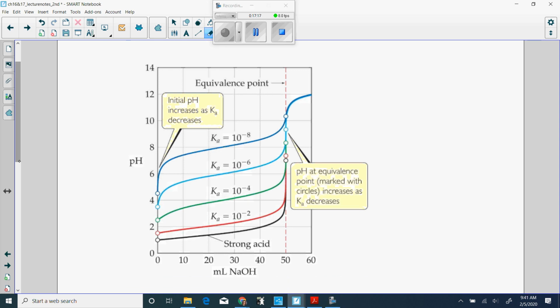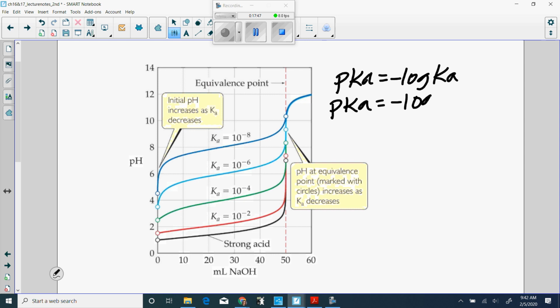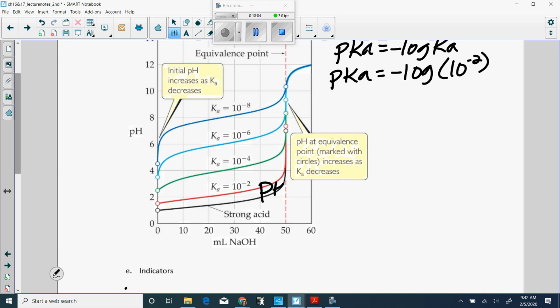So the next picture, mine's in color. I know yours isn't in color. But I need you to push some buttons for me. So get out your calculator. pKa equals the negative log of the Ka. So if the Ka for the red line, yours is red line minus, is 10 to the negative 2, pKa equals negative log of 10 to the negative 2. Can you please push those buttons for me? It's a base 10. So what are you going to get? You get 2. pKa equals 2.